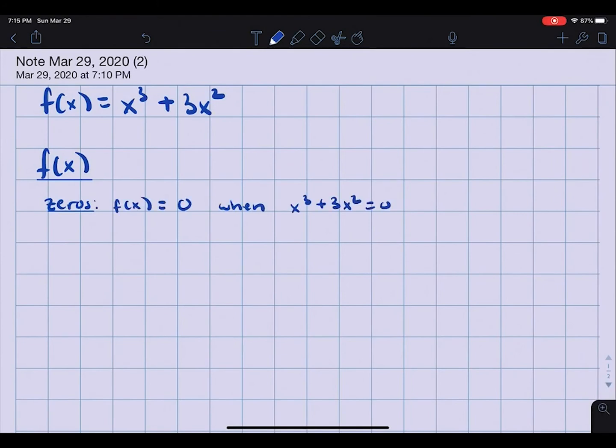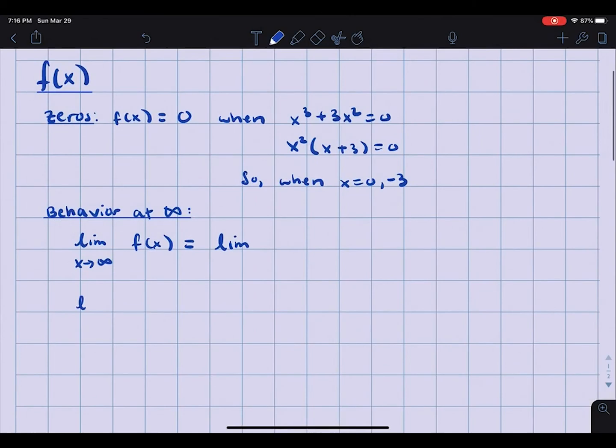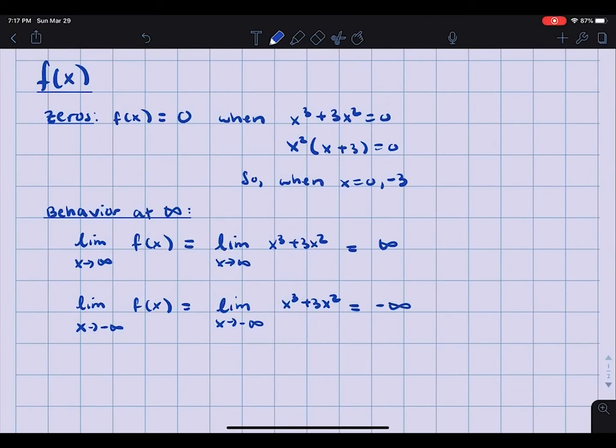To do this, we set f of x equal to 0 and solve by factoring. Next, we figure out what f is doing at infinity. We do this by taking the limit as x goes to positive and negative infinity. We see that f is going to positive infinity at positive infinity and negative infinity at negative infinity. This tells us that f does not have any horizontal asymptotes. This isn't surprising because polynomials that aren't constant have no horizontal asymptote.